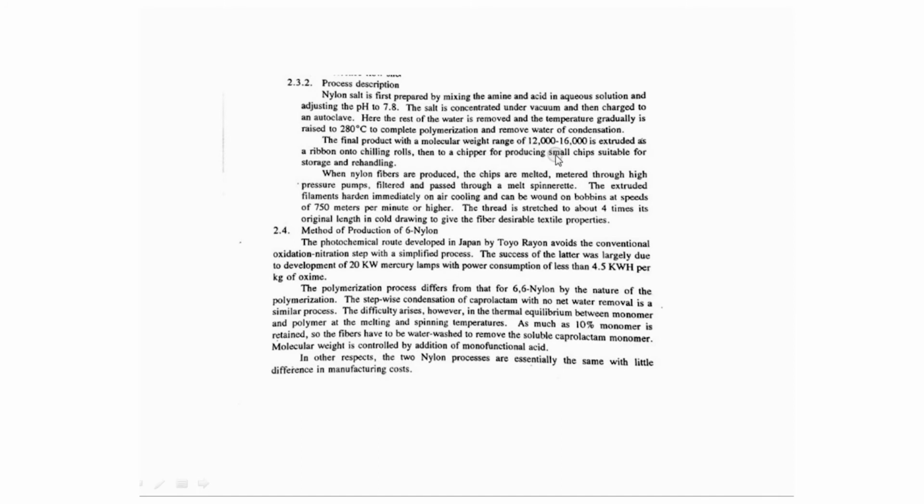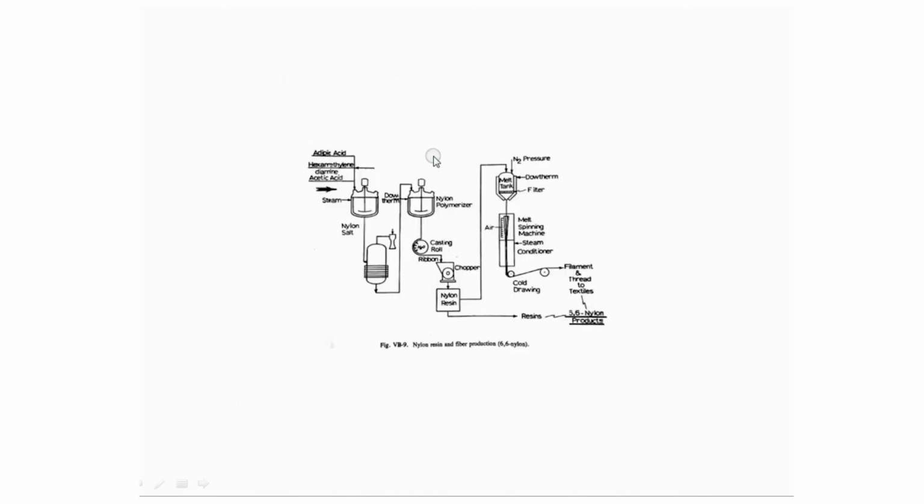The final product with a molecular weight range of 1200 to 1600 is extruded as a ribbon onto chipping rolls. So once we get the product here, it is made to pass through a cylinder, and here we make the ribbon of it.